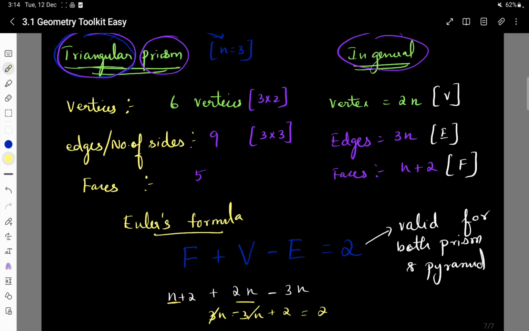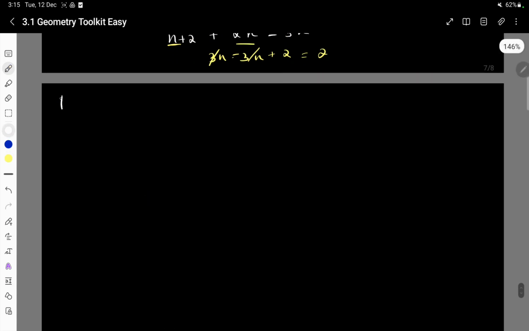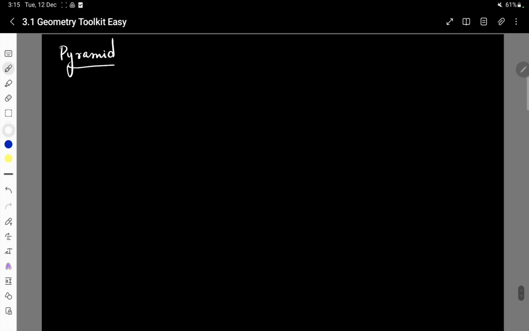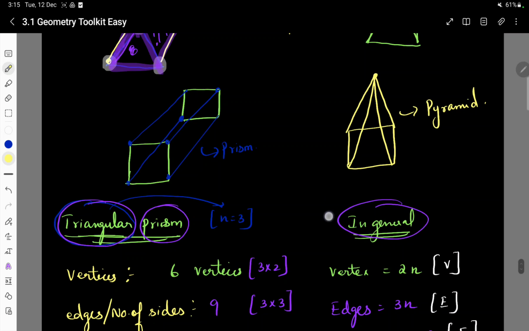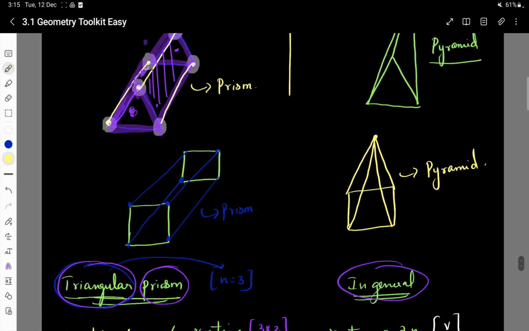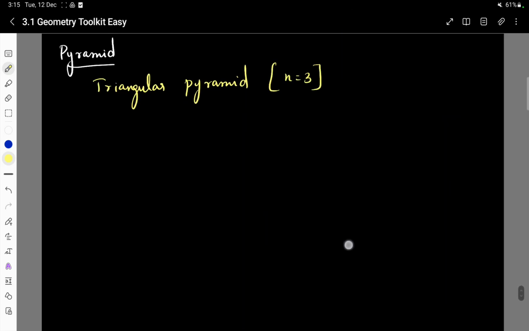So next we can see for pyramid now. We'll take one triangular pyramid itself. The number of sides in the triangle is what? 3. Now only one base will be there. So here for prism we have two parallel bases, and for pyramid we have only one base.